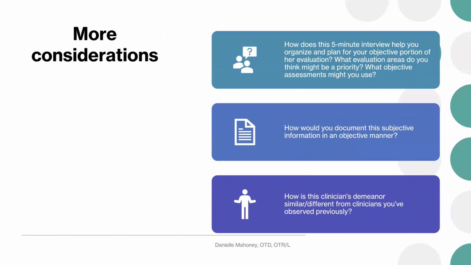Here are some additional considerations. How does this 5-minute interview help you organize and plan for the objective portion of this individual's evaluation? What evaluation areas do you think might be a priority? What objective assessments might you use? How would you document this subjective information in an objective manner? How is the clinician's demeanor similar or different from clinicians that you've observed previously?